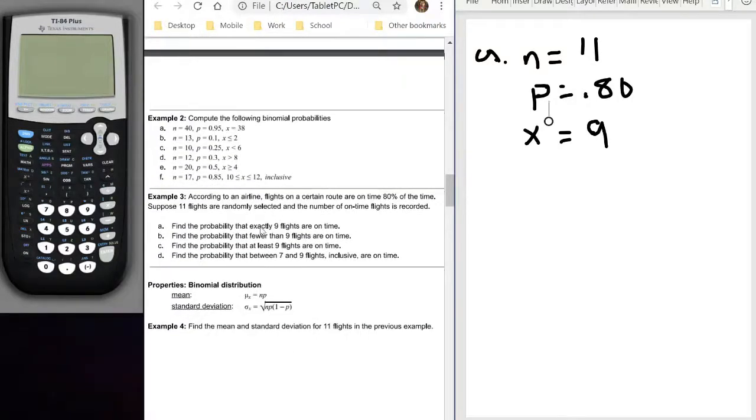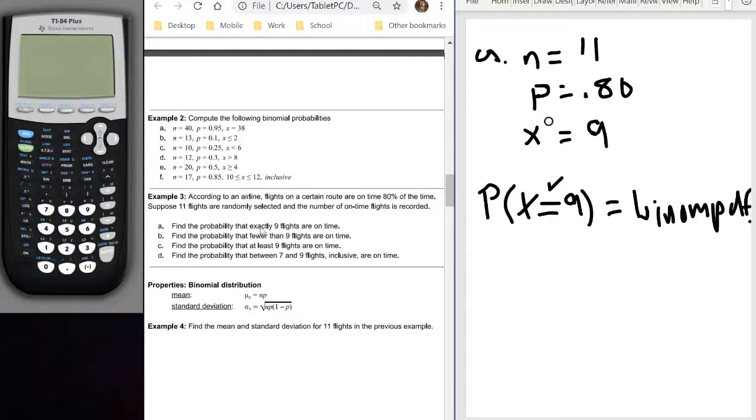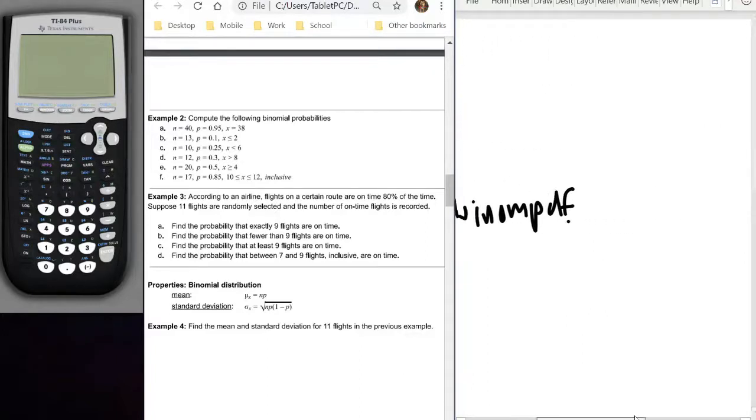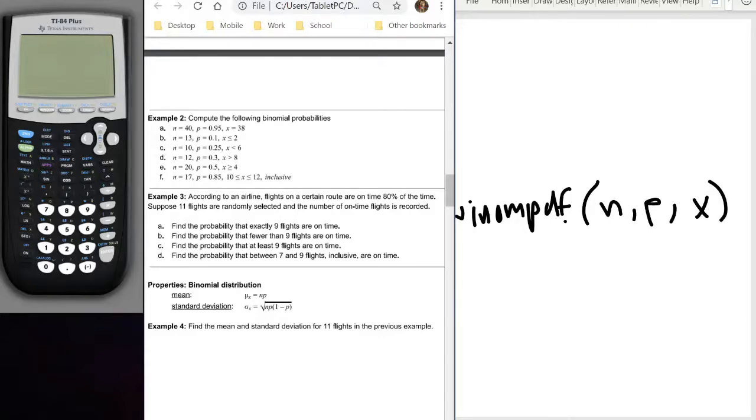So in part A, we see the word exactly. So the probability statement looks like the following. The probability that exactly 9 flights are on time. Remember that the equal sign is a good thing. By calculator, the calculator command is called binom PDF. And the binom PDF needs 3 entries: the number of trials, probability of success, and the number of successes in those trials.